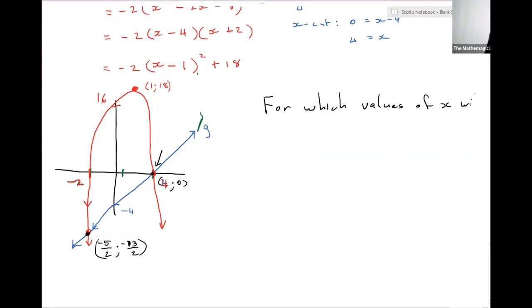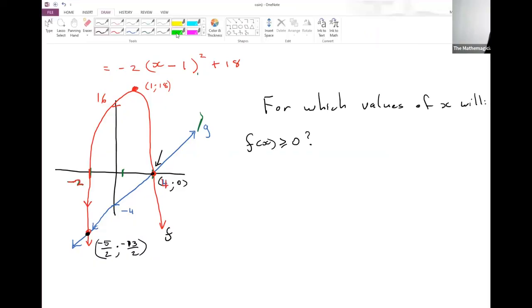Right, let's start with a nice easy one. All right, this is the graph of f. For which values of x will f of x be bigger than or equal to 0? What does this mean? F of x are the y values of the parabola. So it wants to know where are the y values of the parabola positive. Great. So let's go and have a look at where y values are positive.